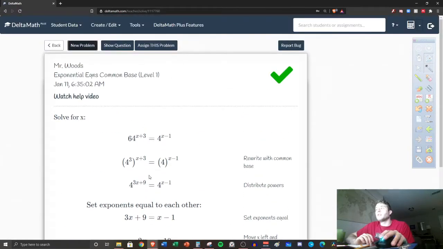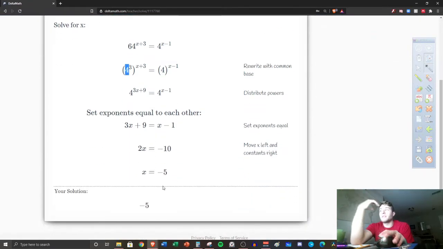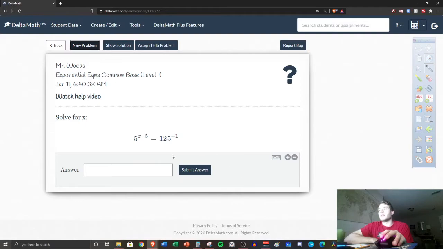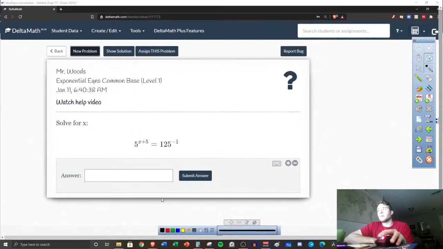Now they will show these same steps. You'll notice that there's multiple ways to do this. They found the common base was 4 instead of 2 like I did. So they didn't have as complex a solution, but you'll see here: rewrite with the common base, distribute the powers, or as I said, simplify the exponents, set the exponents equal, solve for x. That's going to be the process that we use here for all of these. So here we'll find a common base. I'll work this one really quick.